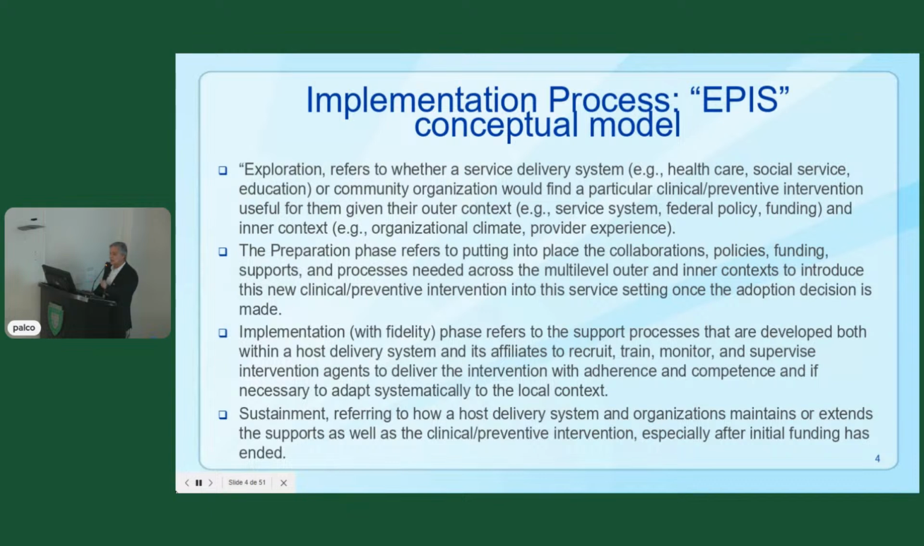You can read this, but there's something called EPIS, which is basically exploration, preparation, implementation, and sustainment. You can read about it. We can talk about it, all of us. I think the ones that should be pretty obvious to you are sustainment and implementation. But let's just take the first two. Exploration here refers to whether the service delivery system, the structure that's going to take up that effective intervention, or the community structure behind it, would find a particular intervention useful for them. So you need to explore.